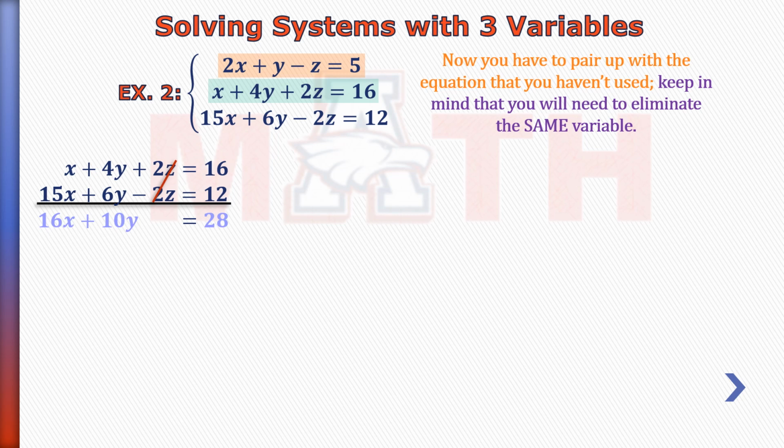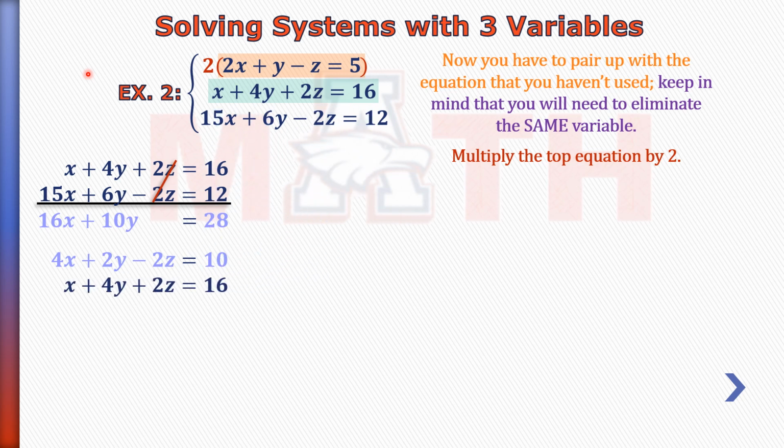I'm going to go ahead and pair them with this guy right here, knowing that I'm going to eliminate z because that's what we eliminated right here. I'm going to go ahead and again multiply that top one by 2. So if I do that, I'm going to get 4x plus 2y minus 2z is now equal to 10. And I'll bring down that second equation. We'll add those together. Z's go away as planned. And it looks like I will have 5x plus 6y is equal to 26.